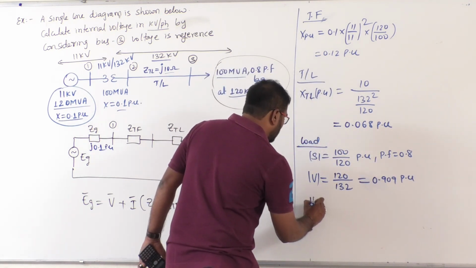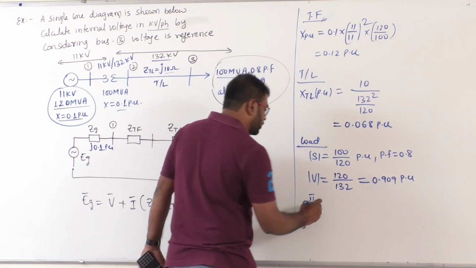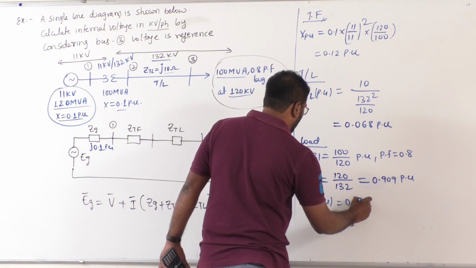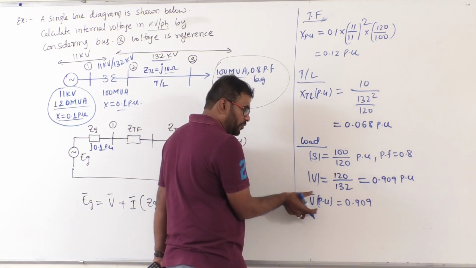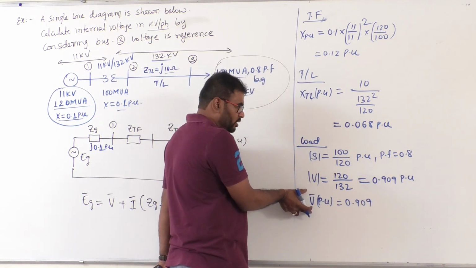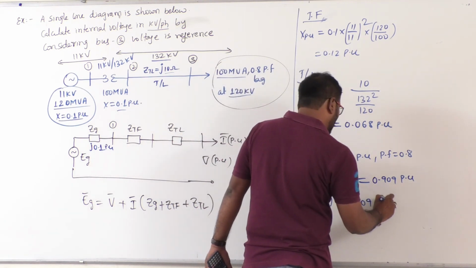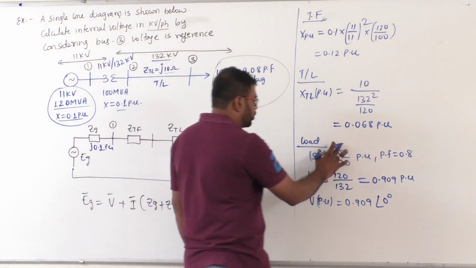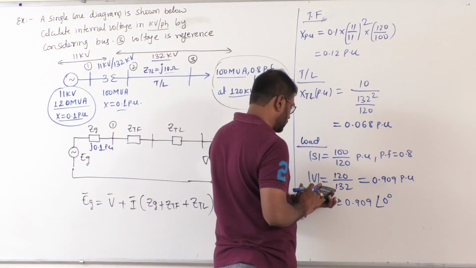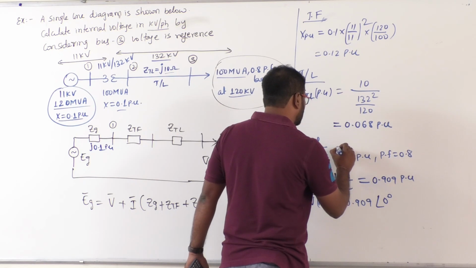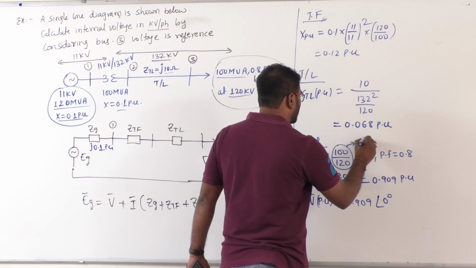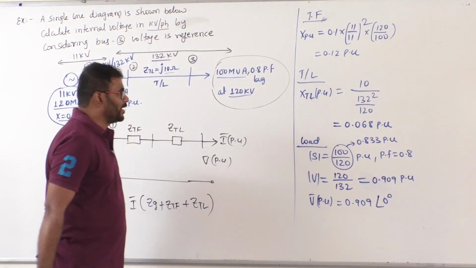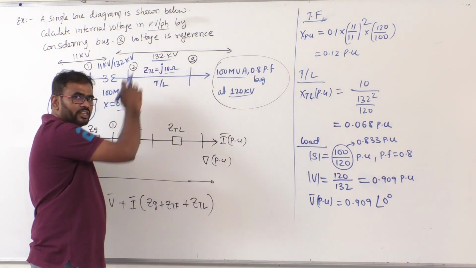Clear? But what about the phase voltage in per unit? V bar in per unit is 0.909 as the line voltage in per unit, and phase voltage in per unit is also the same. So at an angle of 0 degrees, 0.909 at an angle of 0 degrees. Now what is this value? 100 by 120 equal to 0.833 per unit. So finally we need to evaluate the current here.